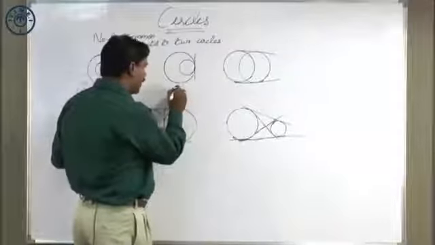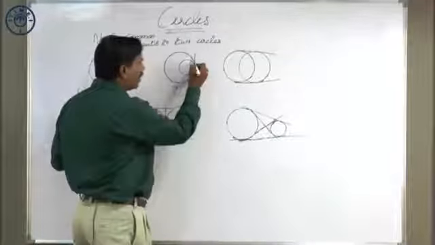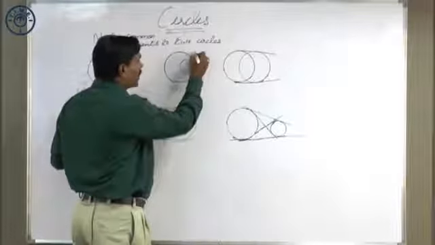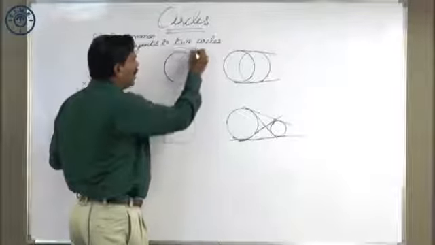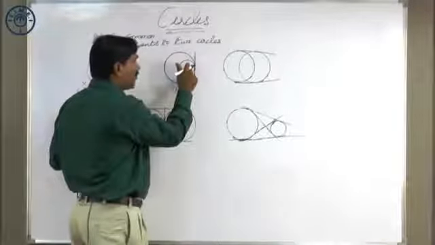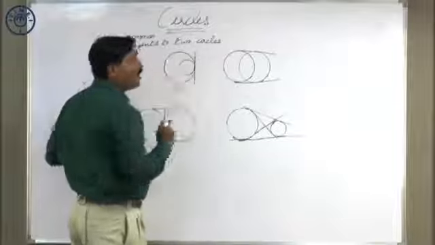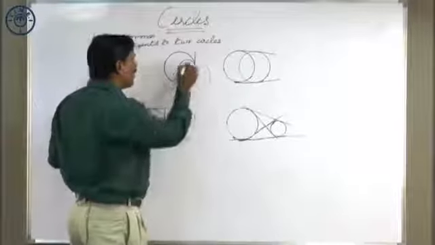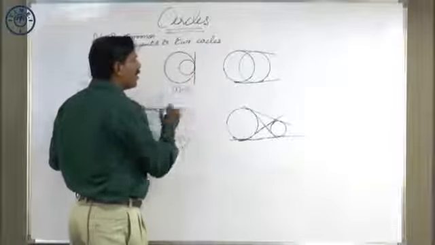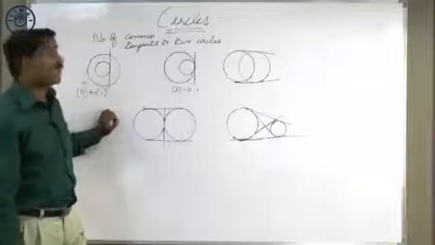In figure 2, one circle is lying inside, touching the other circle internally in this way, and we can have a tangent in this way that touches the smaller or inner circle as well as the outer circle. So when one circle touches the other internally, how many common tangents can be drawn? One tangent.